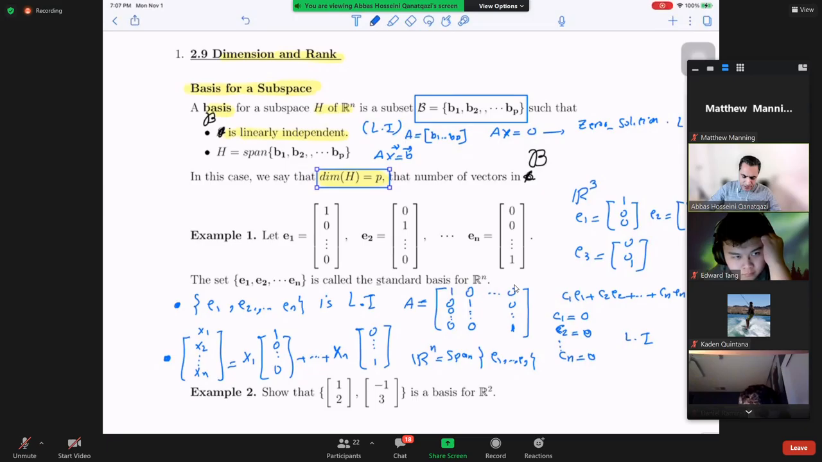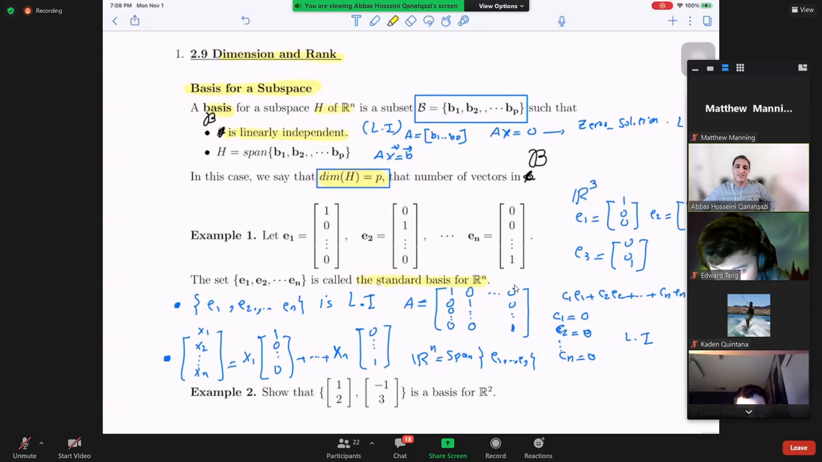The set e1, e2, up to en is a standard basis for Rn, and it meets these two conditions, because if you consider Ax equals zero, then the augmented matrix has 1, 0, 0, and so on. If you rewrite the equation, then each coefficient ci equals zero, so they are linearly independent. We did this in the last session; I just repeat it to get you started on the rest of this section, all right?